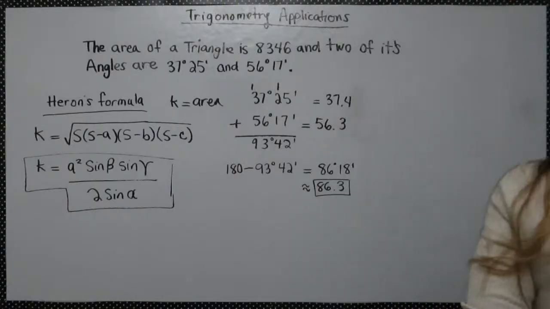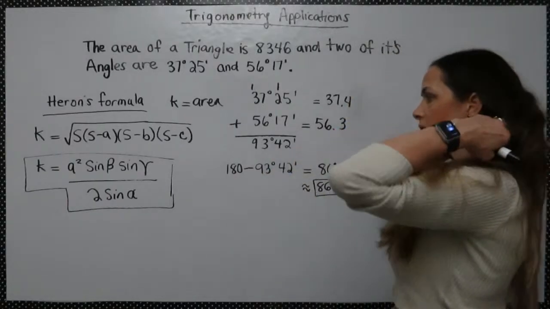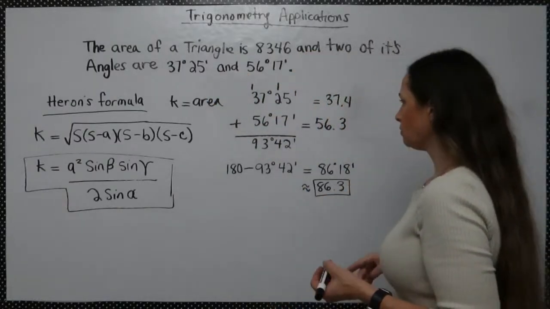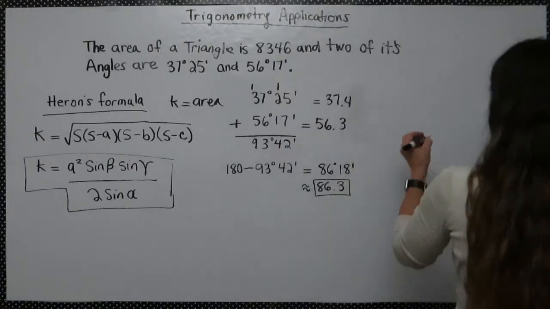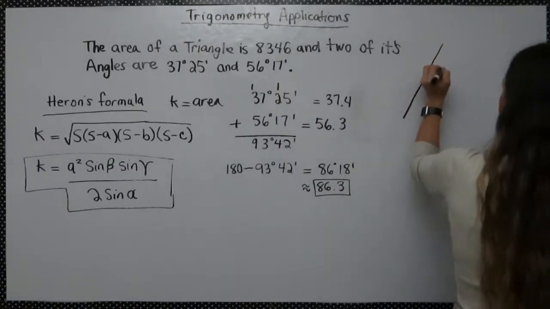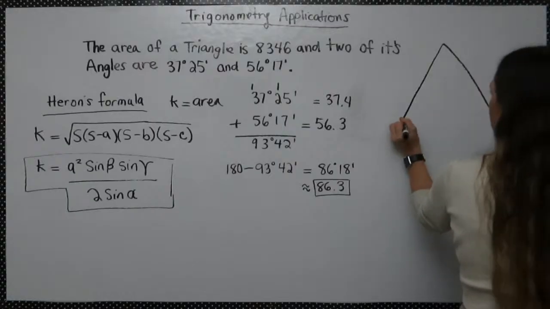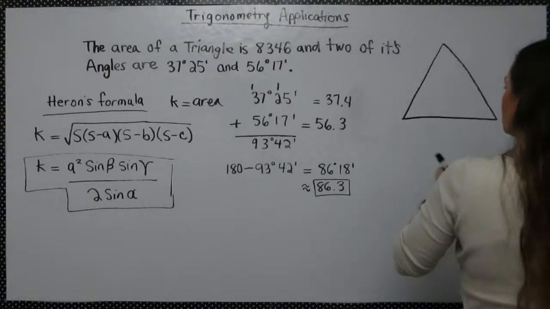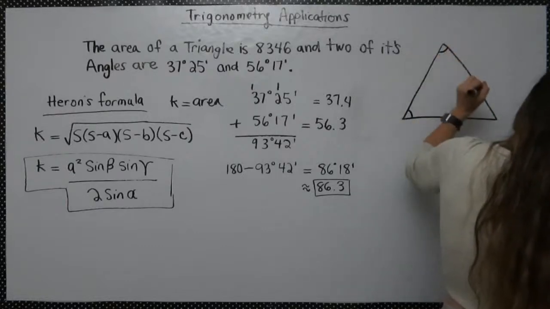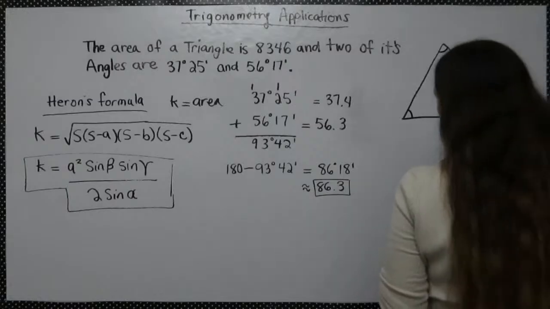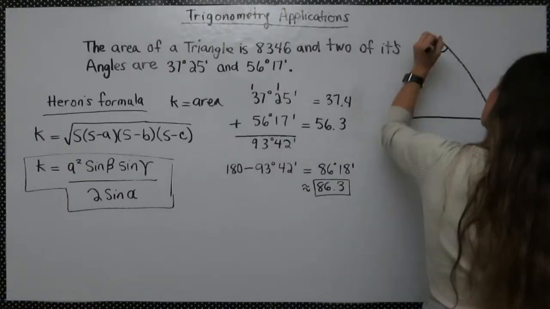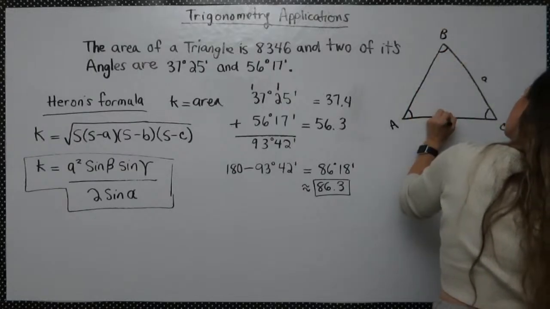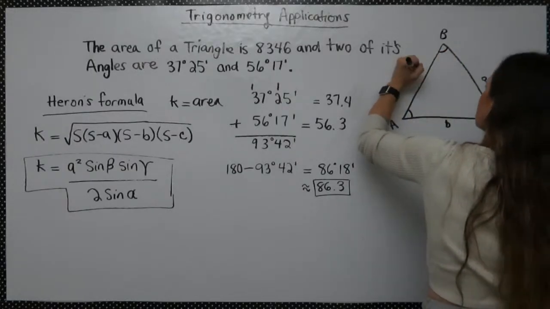All right. And this is the reason why we're choosing this route: we have the area and we have two angles. In a triangle, if you have two of the three angles, you are fated to know the third angle because they all add up to 180. So in essence, they all add to 180. So we have this triangle, and we will call this angle A, this one B, this one C. So we have a little a, little b, and little c.